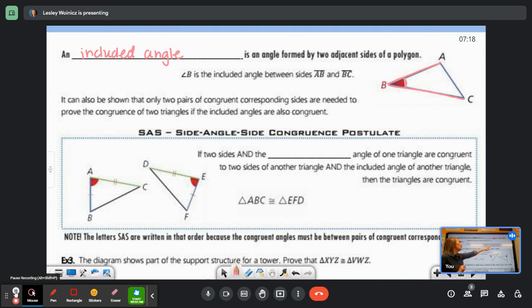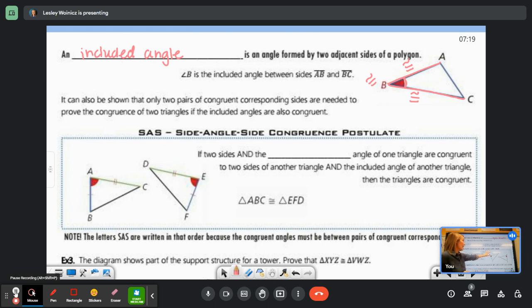Okay, so it can also be shown that only two pairs of corresponding sides are needed to prove congruence. So before we needed three, now we're down to two. So we only need two if the included angles are also congruent. So if I have this side congruent, and this angle congruent, then I can show that both of the triangles are congruent, is what I'm trying to say. Okay, so here is our postulate.